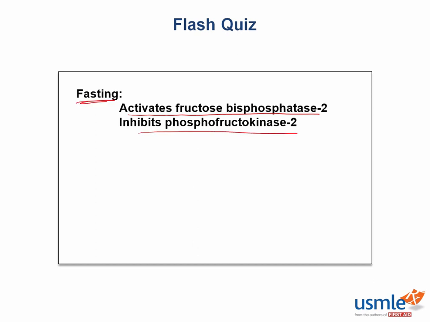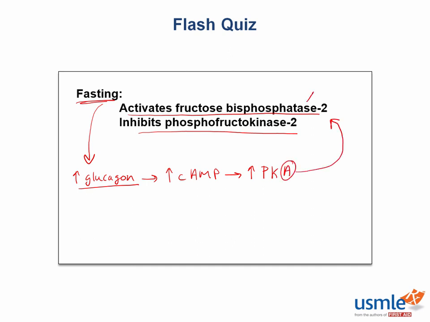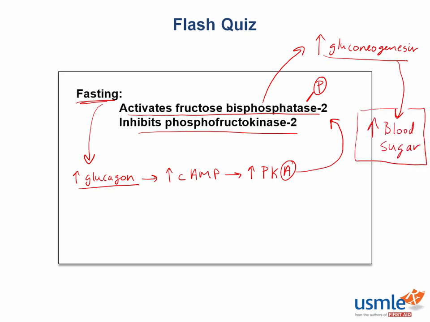Just remember, in the fasting state, you get increased glucagon levels, which increase cyclic AMP, and this leads to activation of protein kinase A, which phosphorylates fructose bisphosphatase 2, ultimately activating it. This will again go on to limit glycolysis, as well as increase gluconeogenesis to restore blood sugar homeostasis.